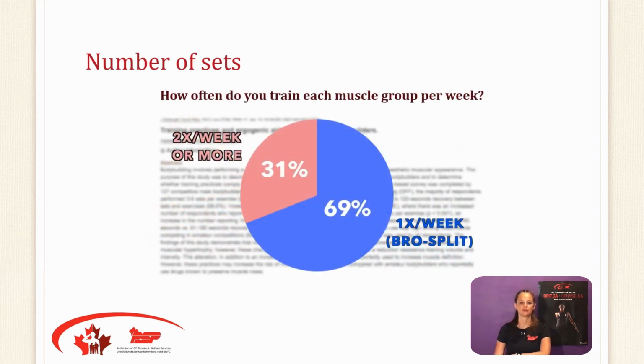For example, a recent survey of 127 competitive bodybuilders found that around 69% of respondents trained each muscle group once per week, while the remaining around 31% train muscles twice or more weekly. So the question now, what is optimal?